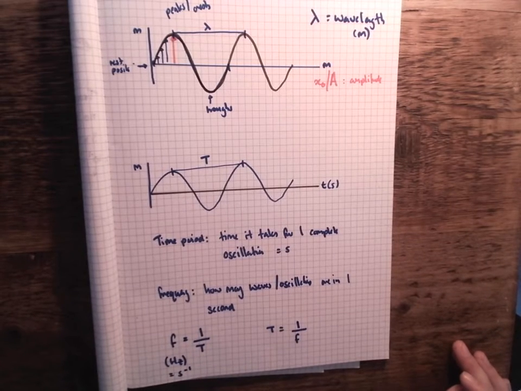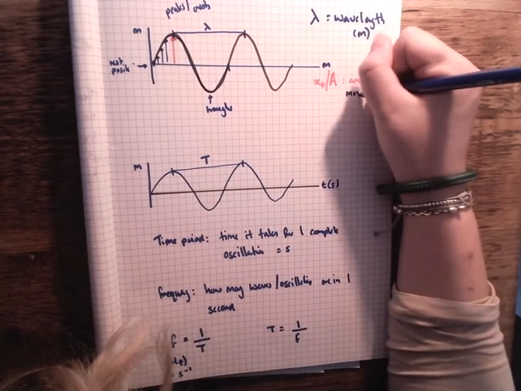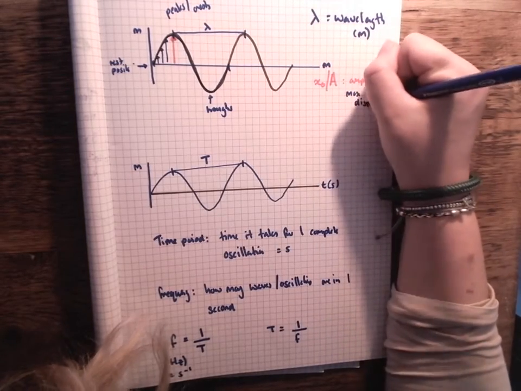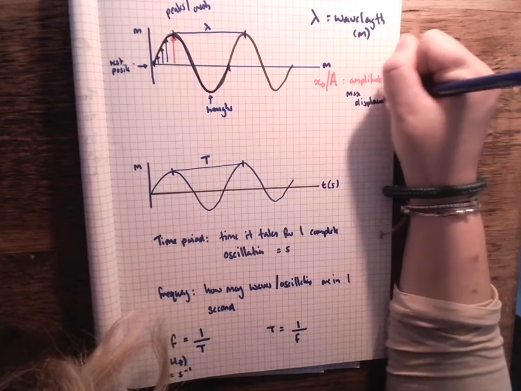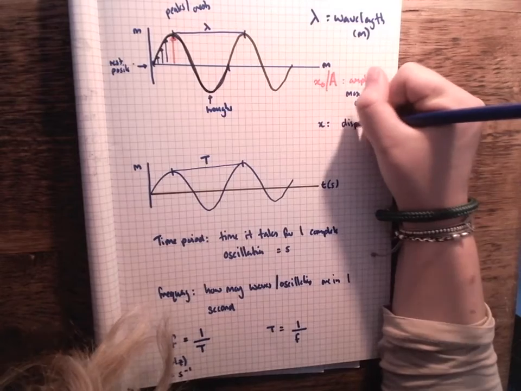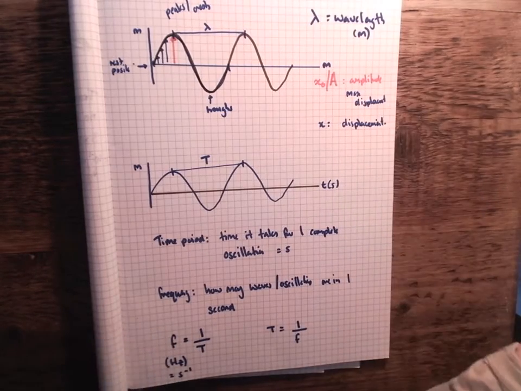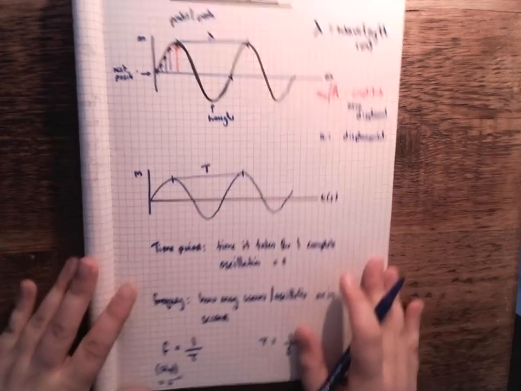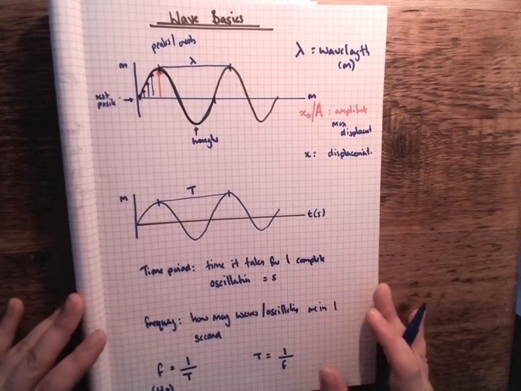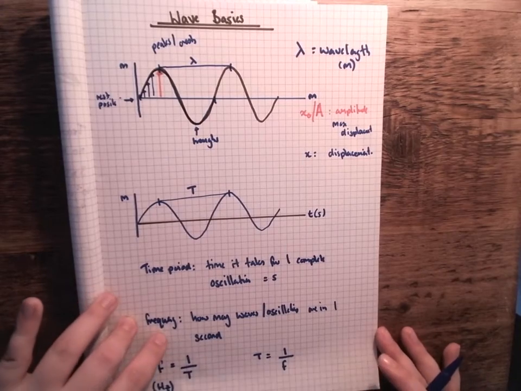Other little things as well in terms of the wave. Amplitude is the maximum displacement, and x is just displacement. So that is just the basics of waves in terms of language and simple frequency and time period oscillation.